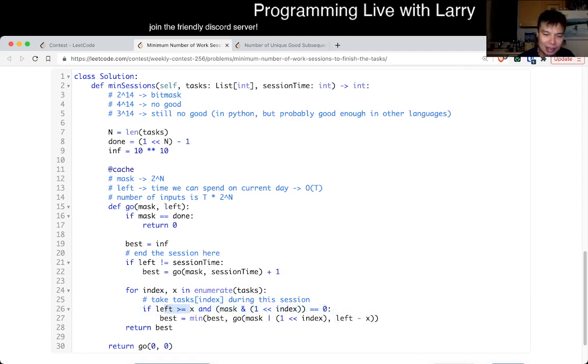This is bitmask stuff. So if we have not used this yet, then we do a calculation here. Basically, we try to use this, we set this as being used, and then we spend the time. We don't add a +1 because here we're still using the same day. And now, that's basically the solution, because it got AC.